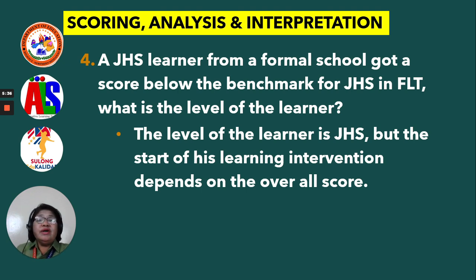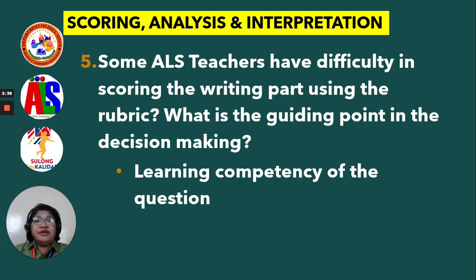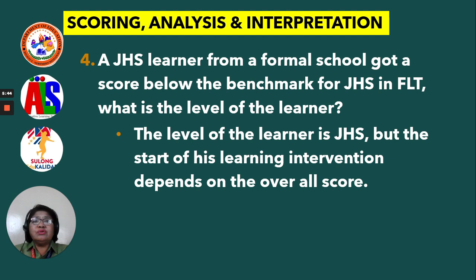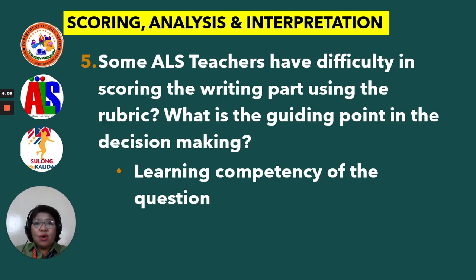Supposing a junior high school learner from a formal school got a score below the benchmark for junior high schools in FLT, what is the level of the learner? The level of the learner is junior high school, but the start of his learning intervention depends on the overall score.